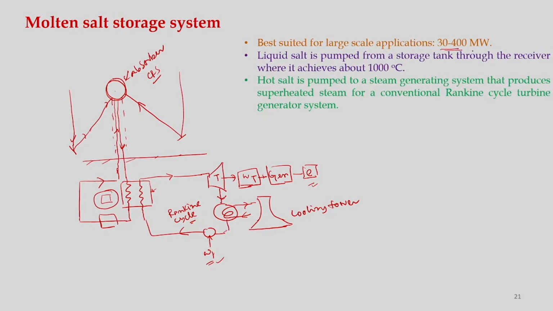As you can see, it is 30 to 400 megawatt. Okay. It is a big unit, and liquid salt is pumped from a storage tank through the receiver, where it achieves about 1000 degrees C, and hot salt is pumped to the steam generating system that produces superheated steam for a conventional Rankine cycle turbine generator system. Okay. That is why it is shown here, right.